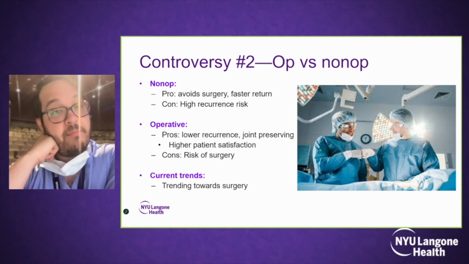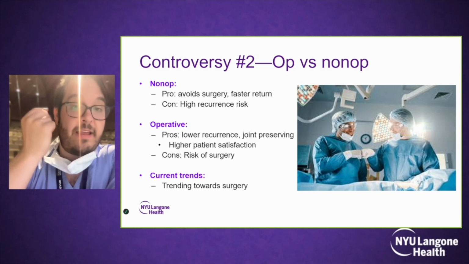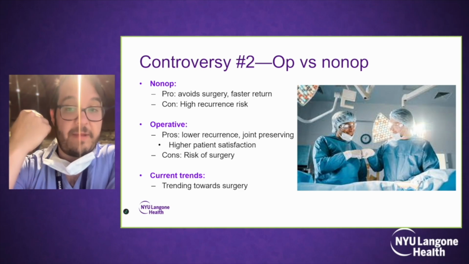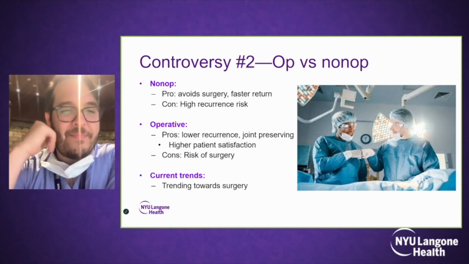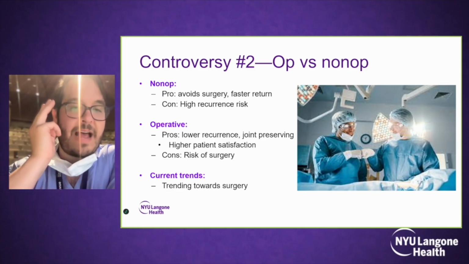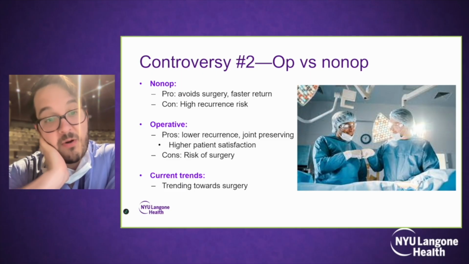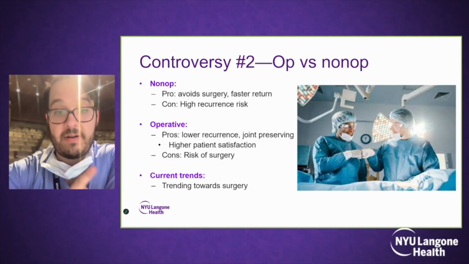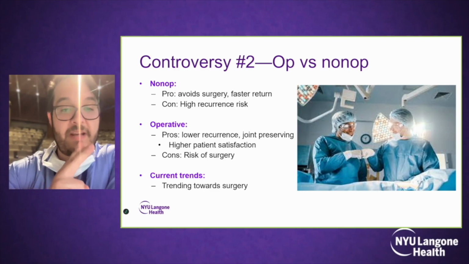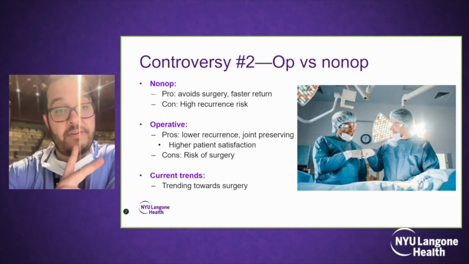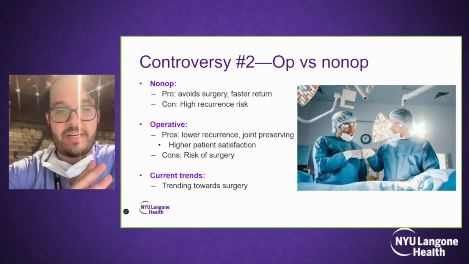So in terms of non-op pros, well, you avoid surgery. There's risk with any surgery, even for me, no matter how good I am. The faster return, and the con, higher risk of recurrence if you treat non-op. Surgery wise, pros, well, there is a lower risk of recurrence. You're probably preserving their joint because every time your shoulder dislocates, you're damaging your cartilage. So that's putting you at risk for long term arthritis. And studies actually show higher ultimate patient satisfaction when they're treated. Cons, there's all the risk of surgery and particularly missing the rest of the season.